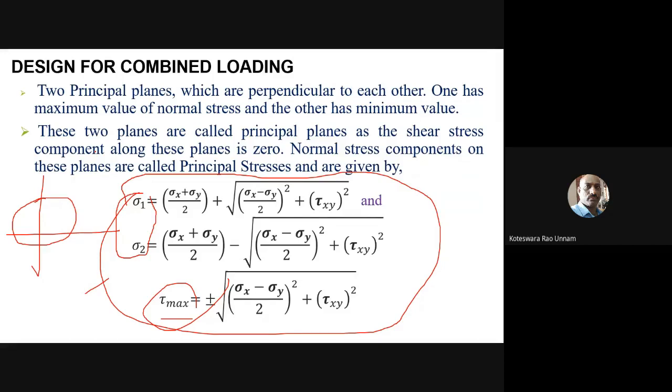We call these failure theories as elastic failure theories. Out of those basic failure theories, they are based on either maximum normal stress or some are based on maximum shear stress. So we'll discuss those things in the coming class. Maybe in the next class we'll discuss those theories of failure, or theories of elastic failure, then how we can design the component based on those theories of failures. So we'll see those things in the coming classes.